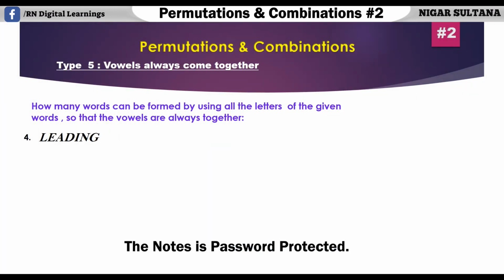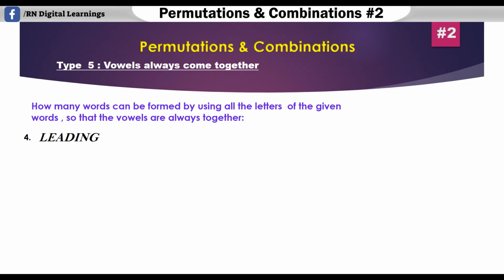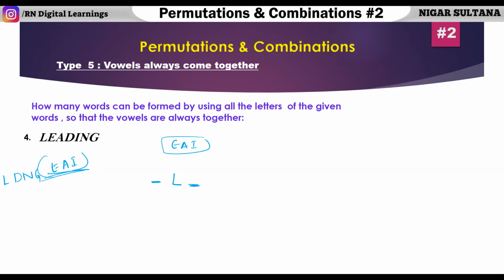The next word is leading. Here none of the letters is repeated. Now which vowels do we have? E, A, I. Let's group them together. Next we have L, D, N, G, right? Now I can place this E, A, I before L, after L, after D, after N, or after G. So what are the possible ways we have?